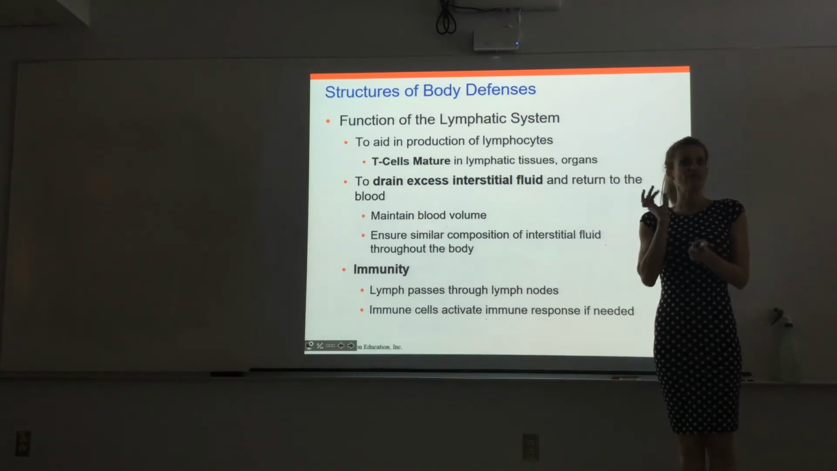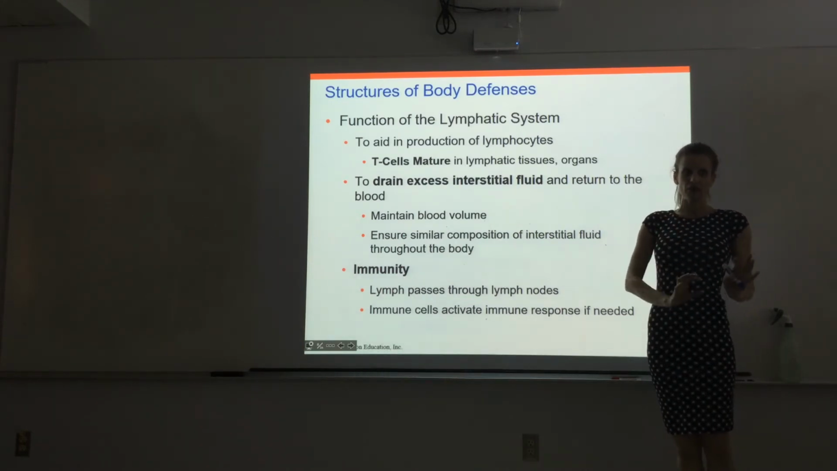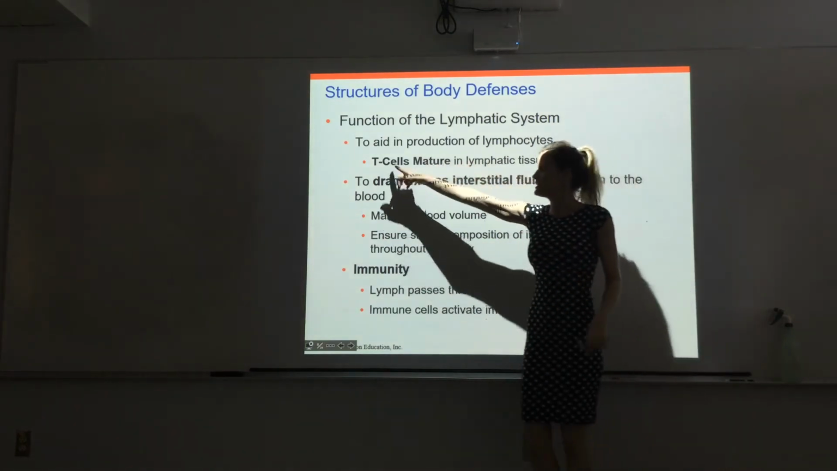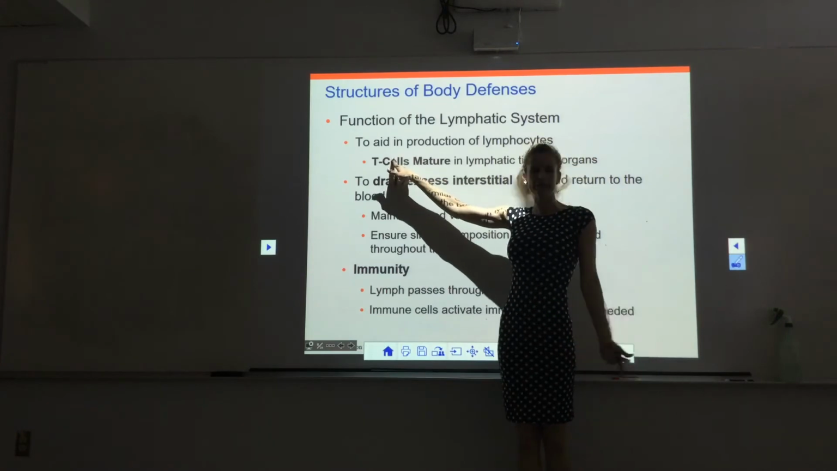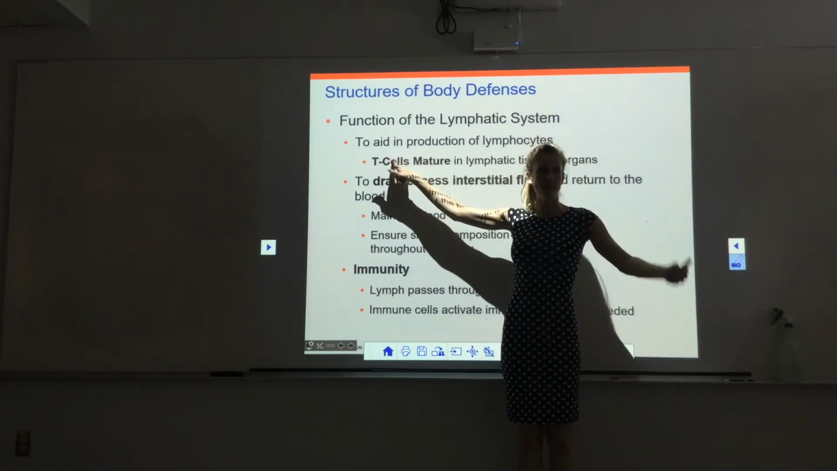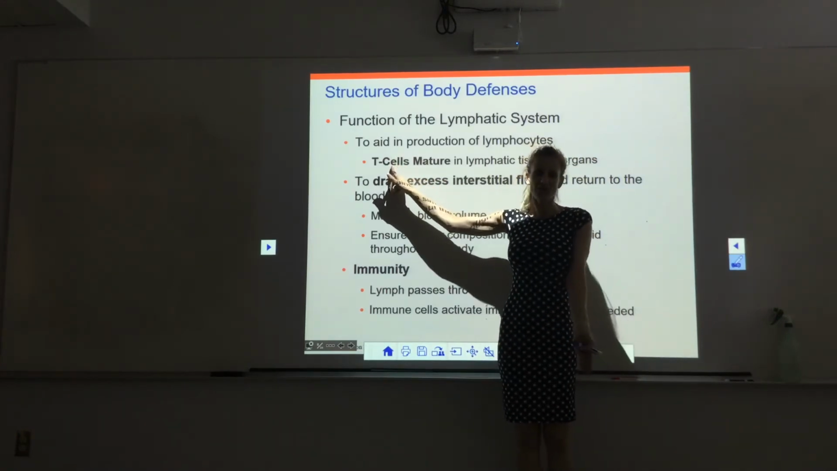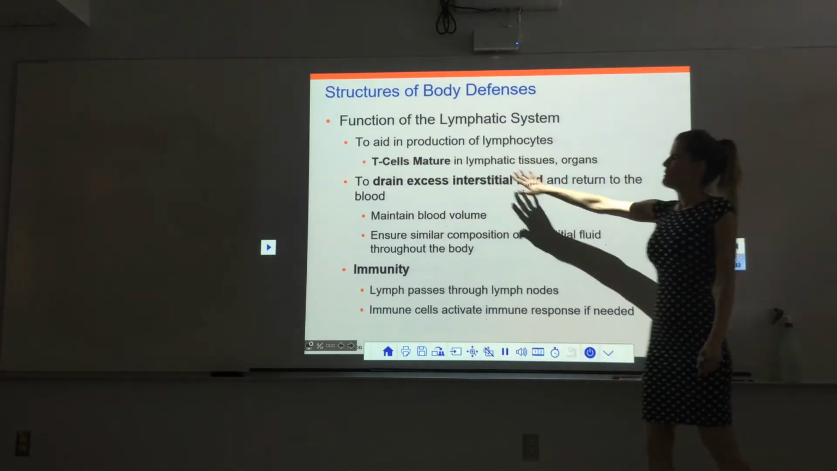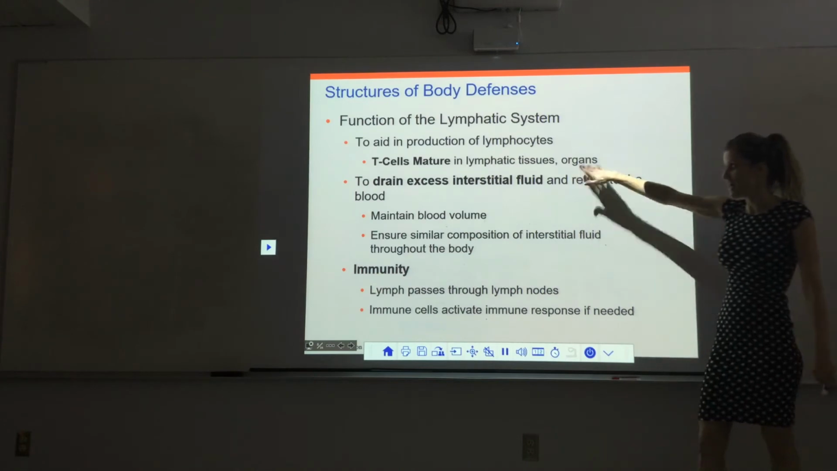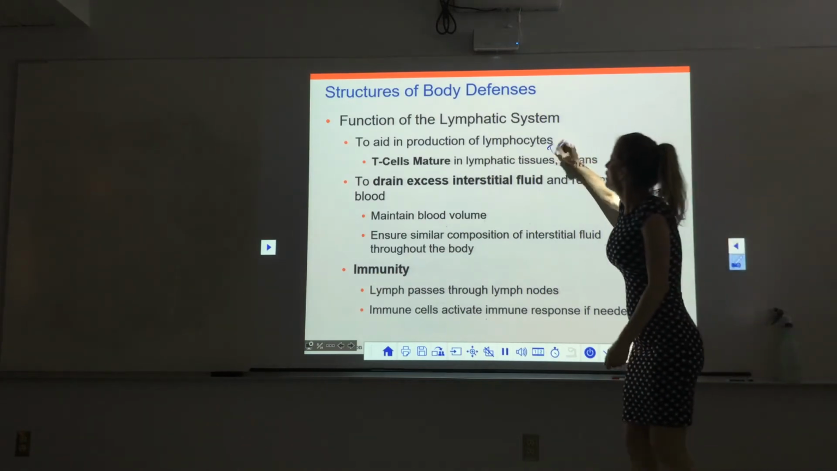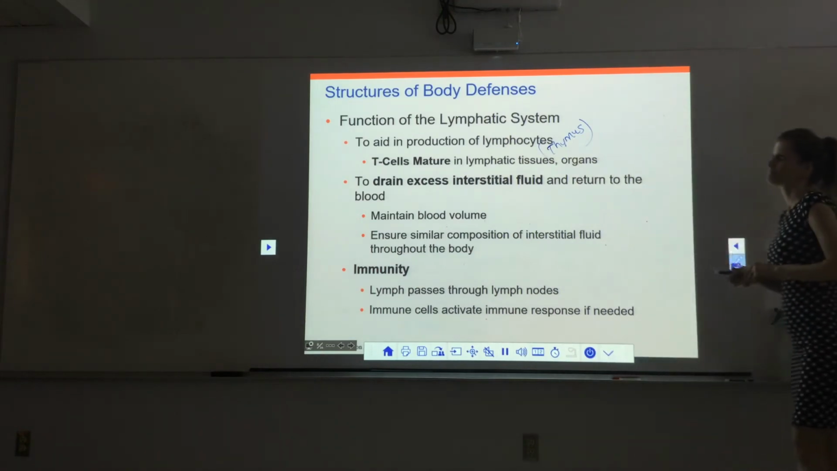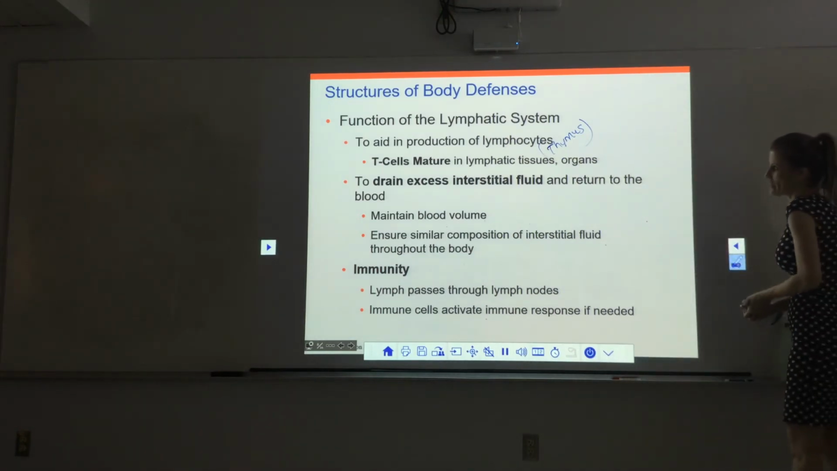But one specific type of lymphocyte leaves the marrow and goes to mature in the thymus. Remember we said that that was the T cell. T cell is literally standing for thymus dependent. It's dependent on the thymus. So the T cell will leave the bone marrow and go to the thymus in order to mature. Okay, so that's an important function of the lymphatic system.